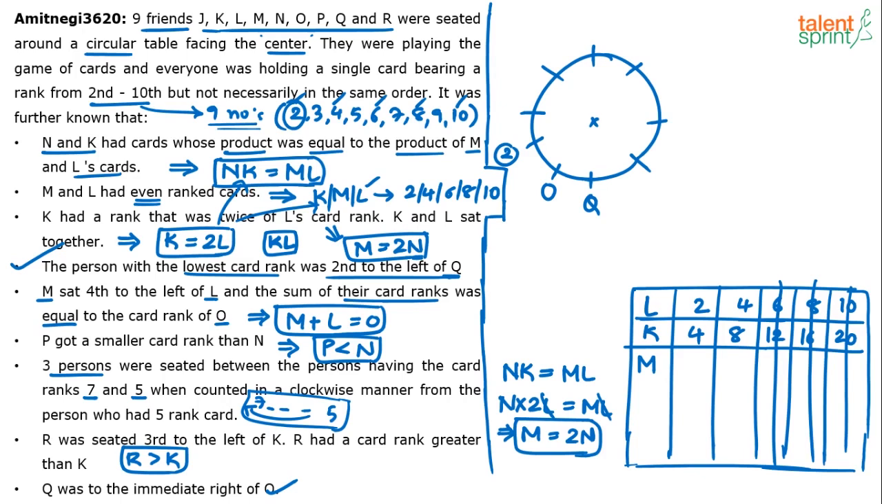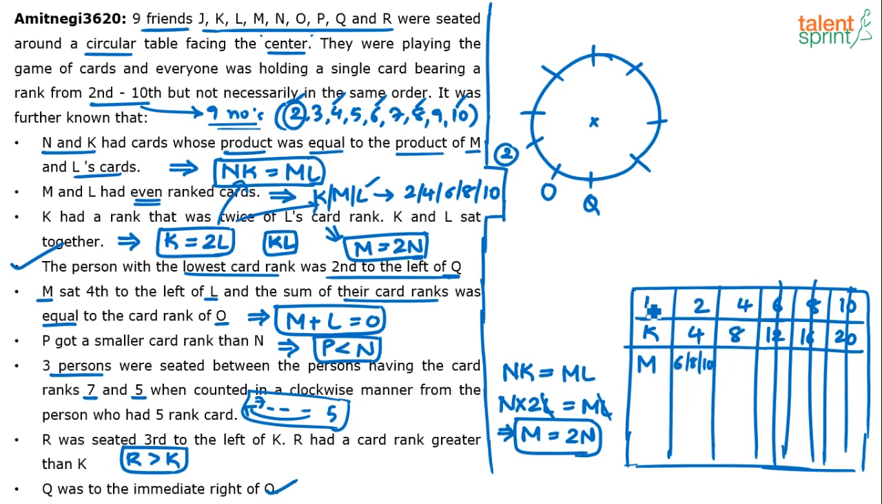Okay, I'm getting multiple possibilities here. So what I'll do is, let's take all the possibilities. Look at each column. Out of the even numbers that we have, 2 and 4 are blocked for L and K. So what will be the values of M? 6 or 8 or 10. You're able to follow? 2 and 4 are for L and K. M can take 6 or 8 or 10.